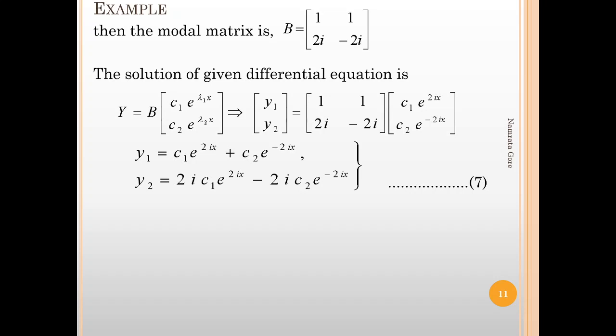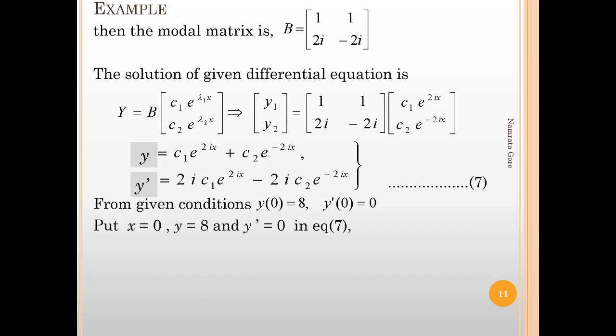Solving, we get y1 and y2, and here again we have substituted y1 as y, y2 as y dash, and with the given conditions substituted in equation 7, we'll get the values of c1 and c2. Y of 0, again x equal to 0, y is equal to 8, y dash equal to 0. Substituting in both the equations, we get c1 plus c2 equal to 8, because again x is 0, so e to the power 0 will be 1 in both the cases, so right hand side remains c1 plus c2.